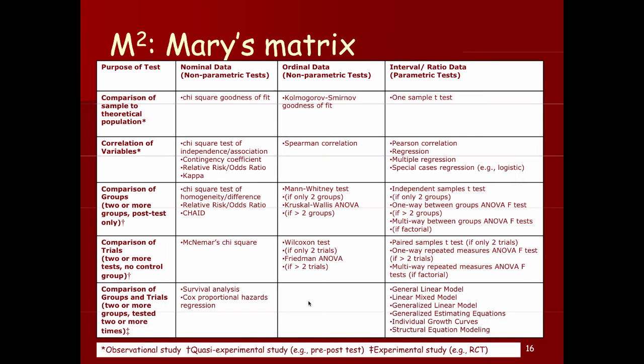The next thing that you need is the handy-dandy M-squared matrix, Mary's matrix, that we gave you at immersion. All of the information you need is right there. If you know the purpose of the test down along the left-hand column, and you know the type of data up along the top, in this matrix you can find what tests will be appropriate.